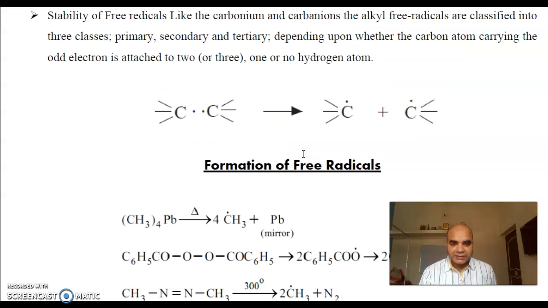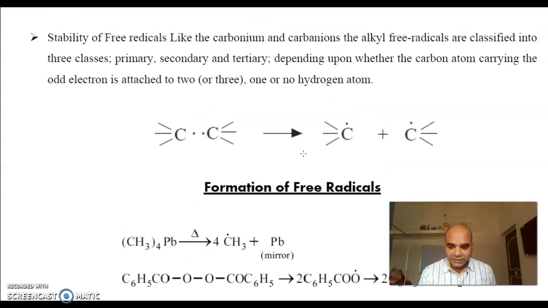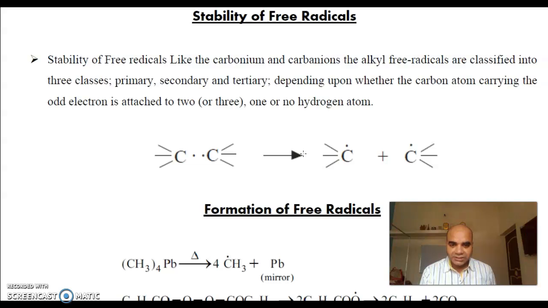So we will see how free radicals are stabilized by different substitution. What is the effect of structure on the stability of these free radicals? Free radicals basically contain one unpaired electron, and this electron wants to be paired. So it means the free radical also has electron deficiency, like carbocations. So the stability trend in free radicals is very similar to the stability trend in carbocations.